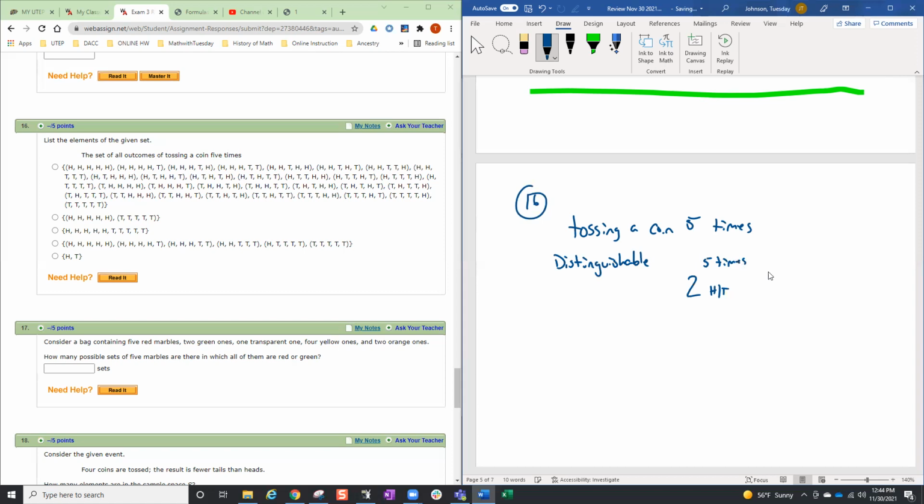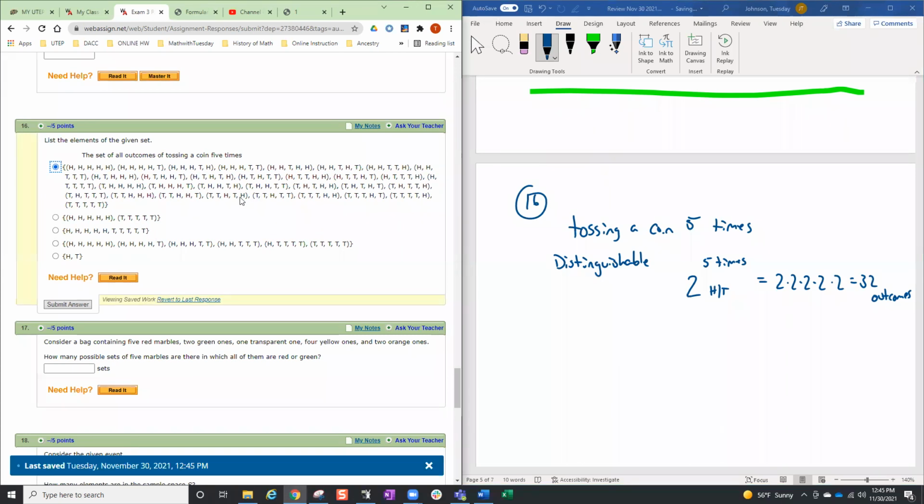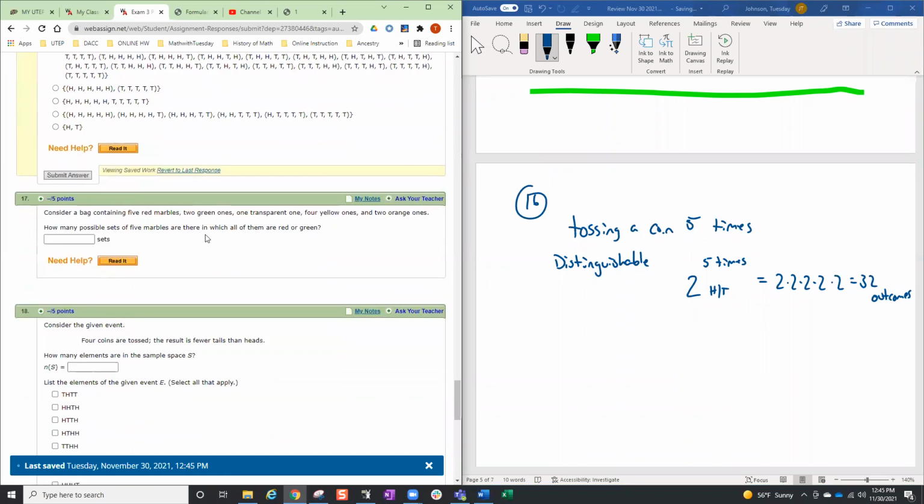5 times, 2 to the 5th. 2 times 2 is 4, times 2 is 8, times 2 is 16, times 2 is 32. There are 32 outcomes. And I'm looking over here. That's 1, that's 4, that's whatever. I'm going to go with that answer. Because I know how many, I can look at my list and think, yeah, that's probably pretty close to 32. I'm going to assume it's close to 32.